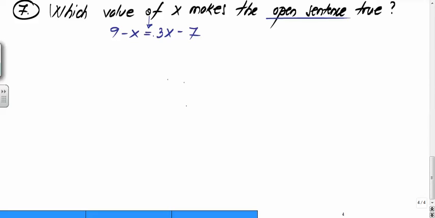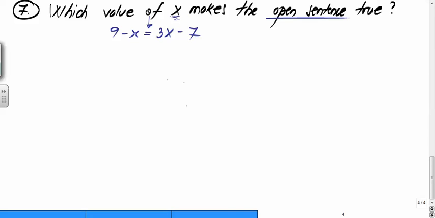In an equation, you have the equal sign and you have one statement on the left, one statement on the right, and they're equal, and that makes an equation. Two equal statements. How can we find the value of x? Well, we're going to solve the equation.